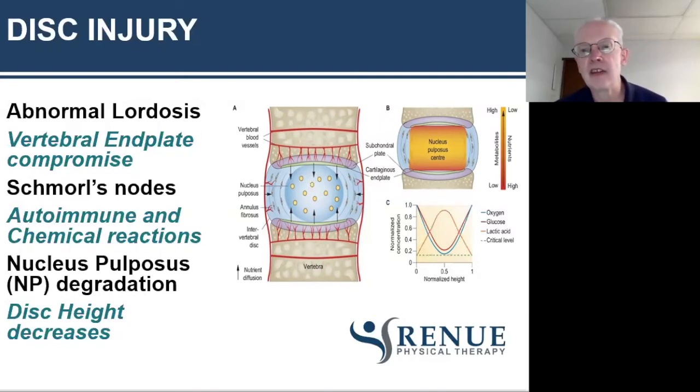What happens then is that the material in the nucleus pulposus interacts with the blood supply and the bone cells within the vertebral body, either above it or below it, and this sets off a chemical reaction and an autoimmune reaction. The reason for this is that the contents of the nucleus are a little bit more acidic in terms of pH. The normal pH of the body is about 7.4. The normal pH of the intervertebral disc, the nucleus pulposus, is about 6.8.